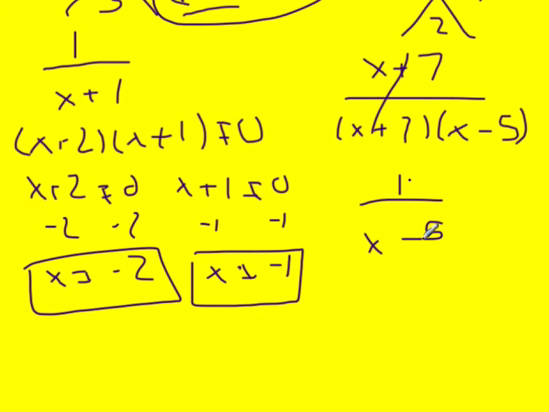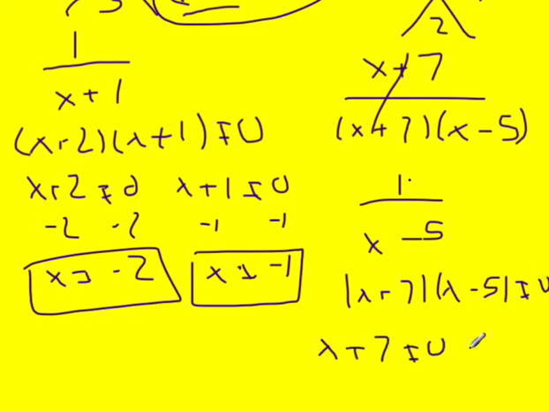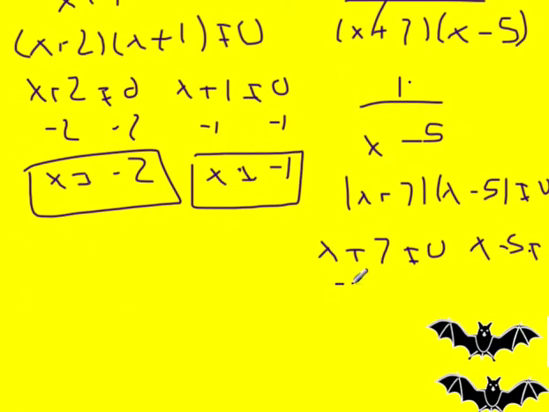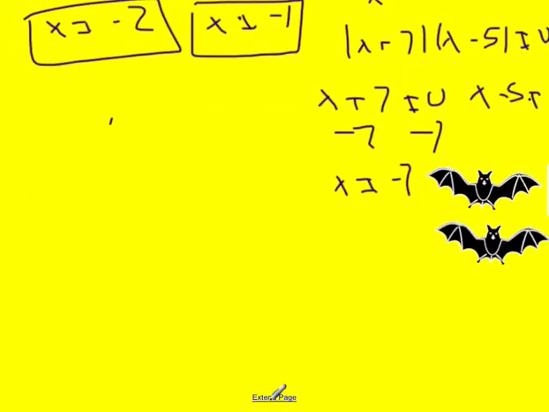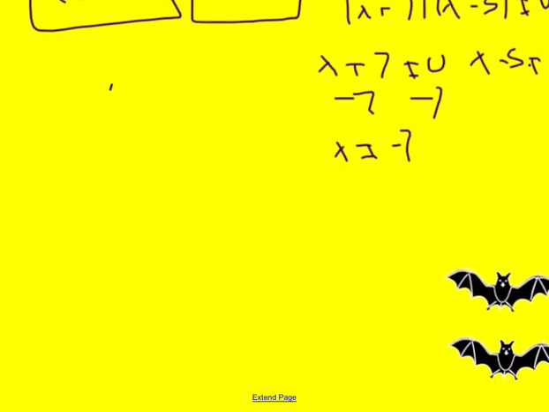So now I'm going to set x plus 7 and x minus 5 not equal to 0, okay? So x plus 7 cannot equal 0, and x minus 5 cannot equal 0. So for this first one, I'm going to subtract 7 from both sides, and I get that x cannot be negative 7. And then, taking a look at that next one here, we're going to set that x minus 5 not equal to 0. So here we're going to add 5 to both sides, and I get that x cannot be 5.